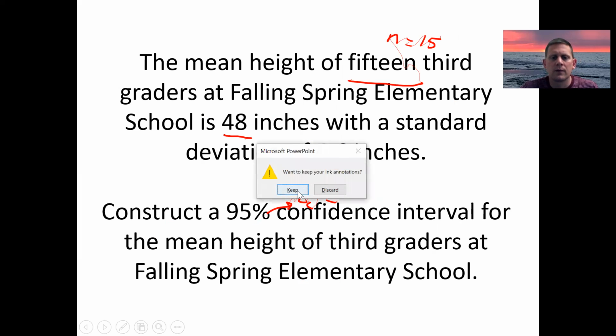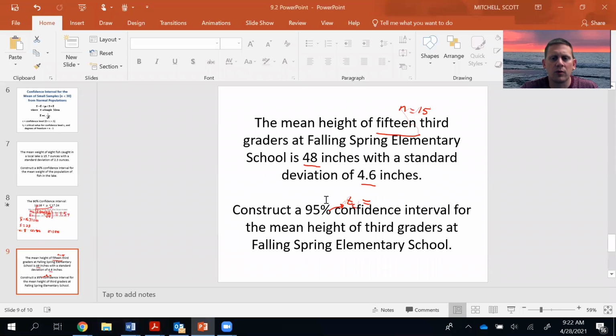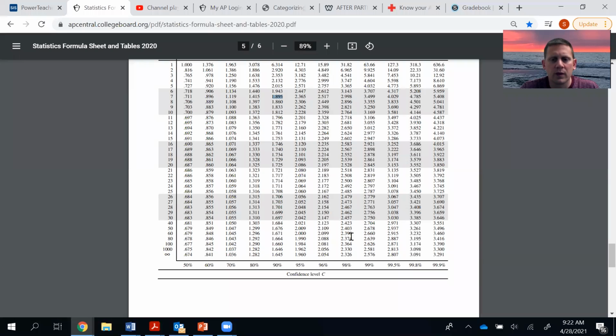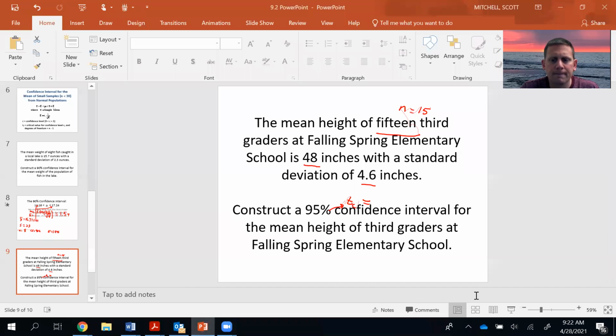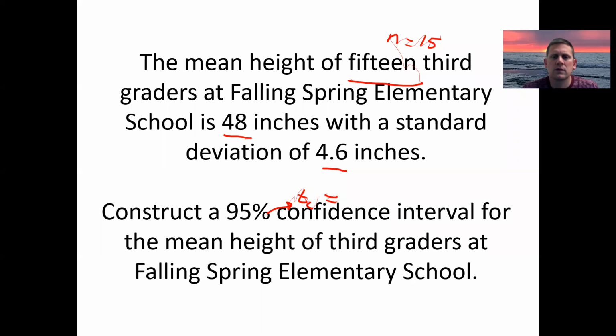So we have to do some calculations based on that. Okay. So let's go to our table. So 95% and a sample size of 15. So we go to our table. 95% is this column. And then our sample size is 15. That means our degrees of freedom are 14. So that's 2.145, our T sub C.